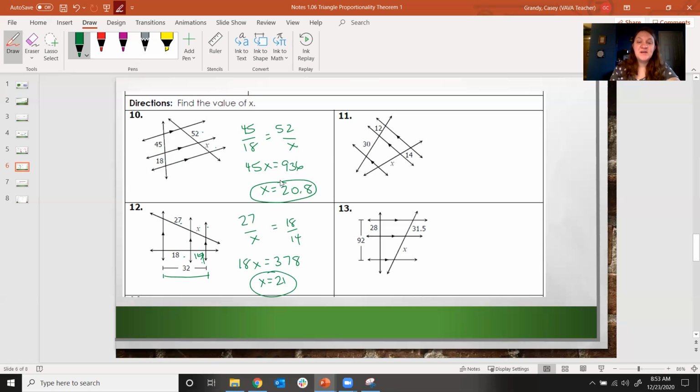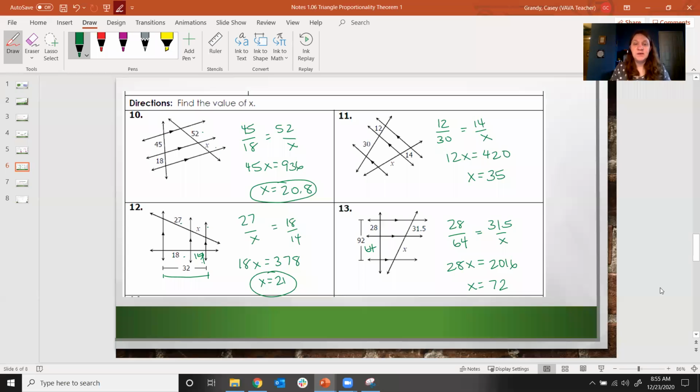Okay. Try number 11 and try number 13. Try that now. Okay, so for number 11, you should have gotten x equals 35. And for number 13, you should get 72. You can go ahead and check your work with mine in case you don't have those. So if you need to pause the video, please go ahead and pause it and check your work. If you don't understand a mistake that you made, put a star next to it to make a note to ask during office hours.